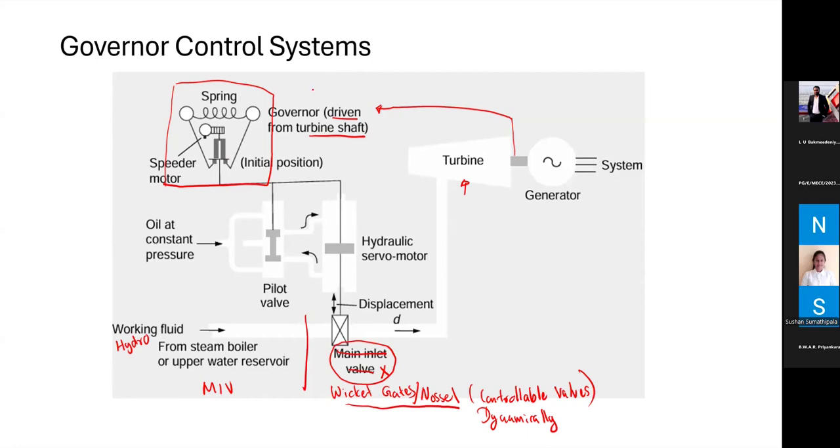There are mechanical governors in hydro stations, but very limited. But it is easy to explain the process of the governor control through this mechanical governor. So the speed is taken and it is driving the governor unit, the mechanical governor. And when it is rotating, you have these metal balls. Depending on the speed, the balls move outside or inside.